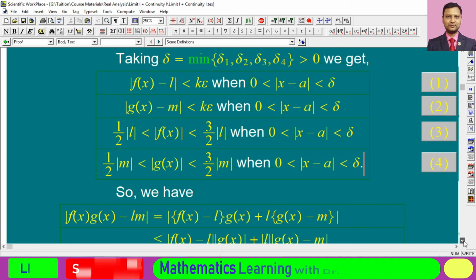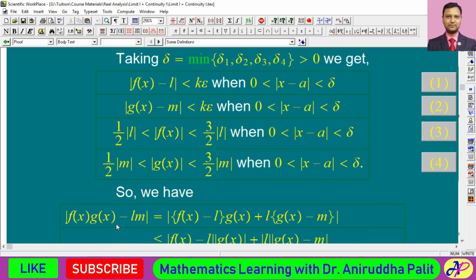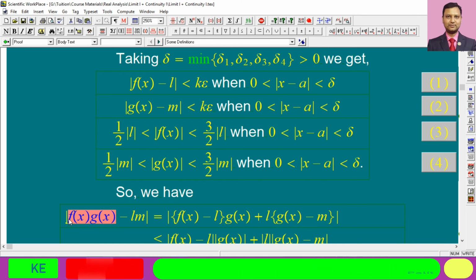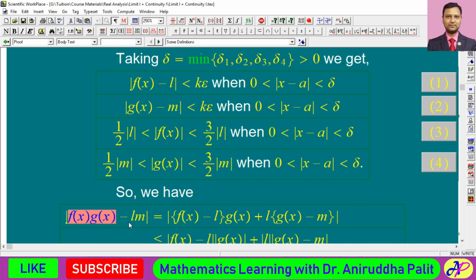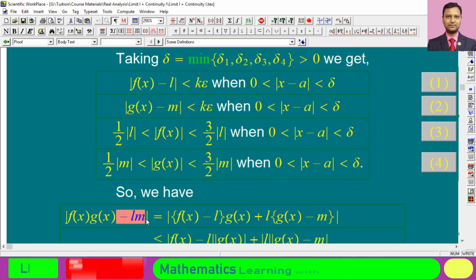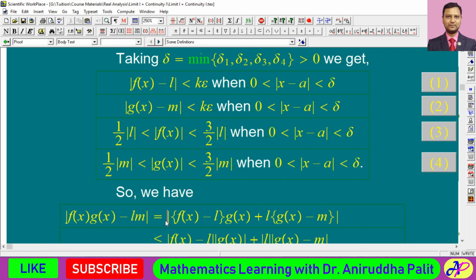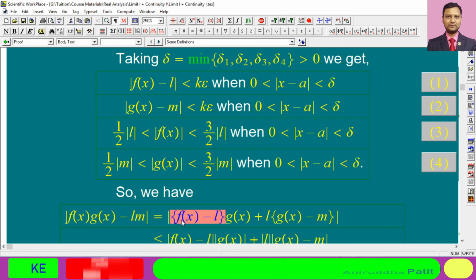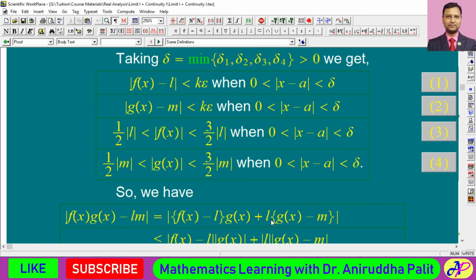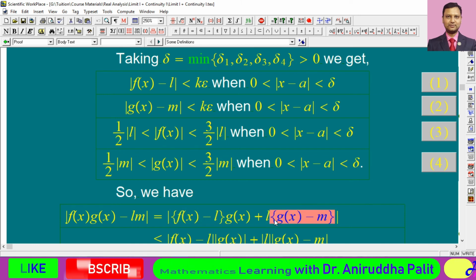Therefore, our target is to prove that limit of the function f(x) into g(x) is equal to L into M. So we start with this result that the function minus the limit, this difference, can now be written as f(x) minus L into g(x) plus L into g(x) minus M.